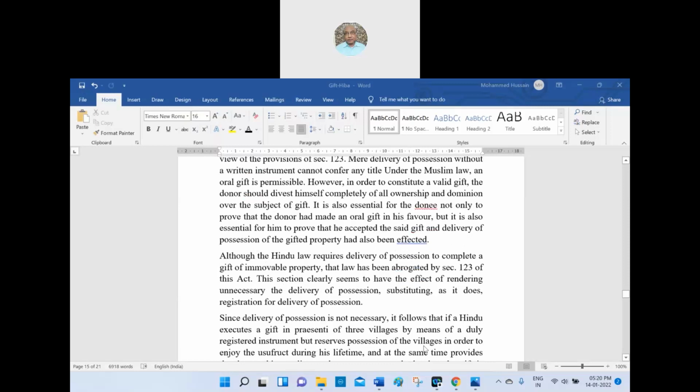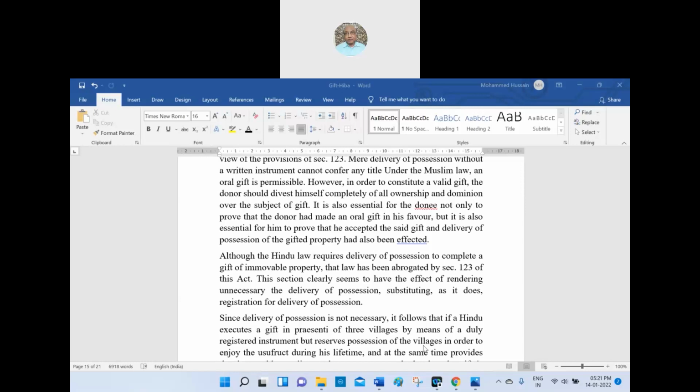So although the Hindu law requires the delivery of possession to complete the gift of immovable property, the law has been abrogated by Section 123 of the Act. See, merely giving the possession itself is good, no doubt it is possession. How much is the ownership? Yes, possession is 99% ownership. Merely passing the possession is not enough, but there should be execution of the instrument also, put it in writing and get it registered.